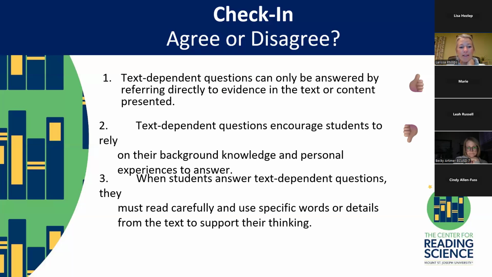The third one. When students answer text-dependent questions, they must read carefully and use specific words or details from the text to support their answer and their thinking. And that one is agree. These questions promote that close reading, and require students to quote, maybe paraphrase or summarize information that is directly from the text to justify their answers.